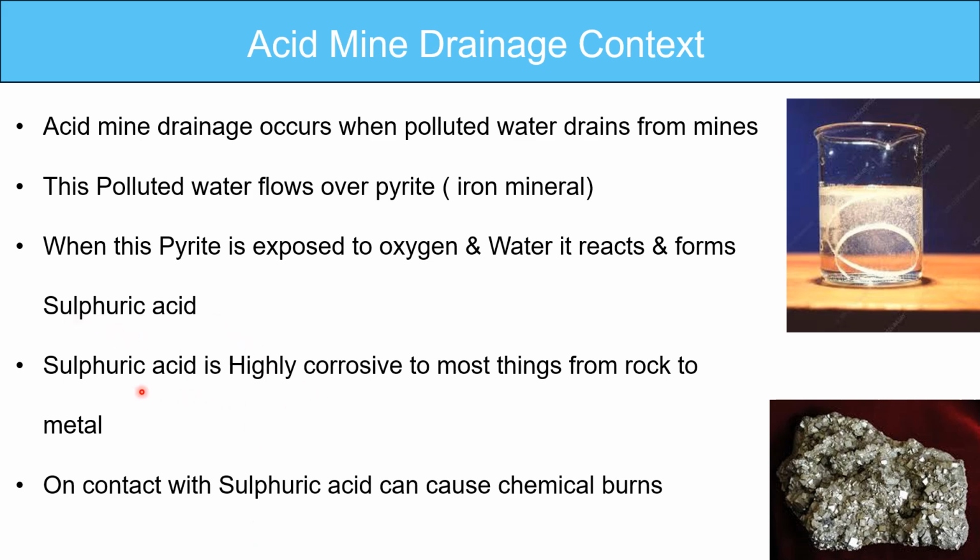As you'll probably know, sulfuric acid is a highly corrosive acid, and it can basically eat through anything from rock to metal and even human skin. Like I said, if it comes in contact with humans, it can cause chemical burns. So pretty nasty. You wouldn't want that to happen. If you look in the bottom right corner here, here's a little image of what pyrite looks like.